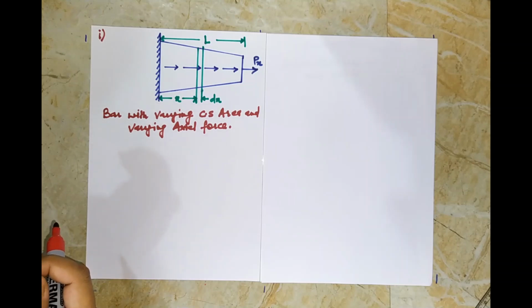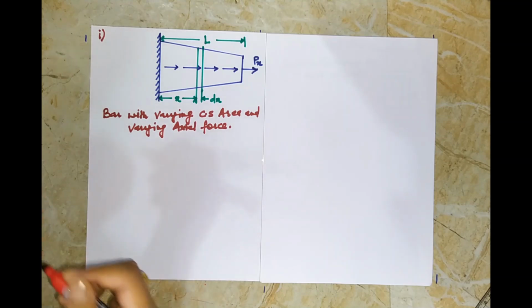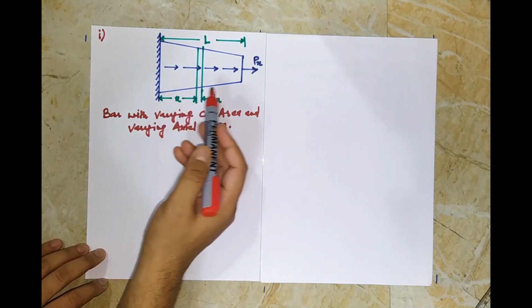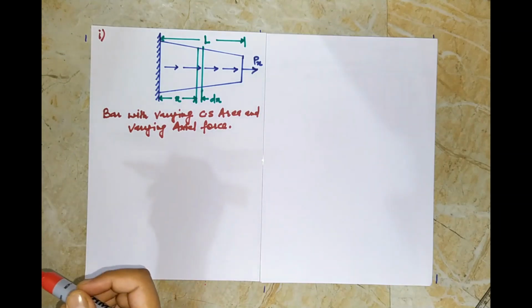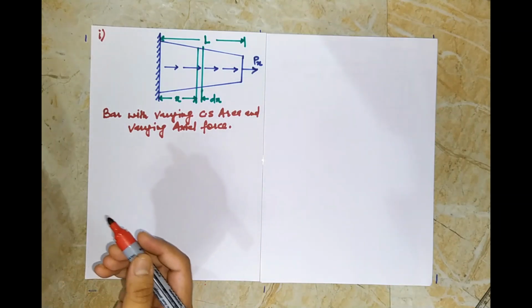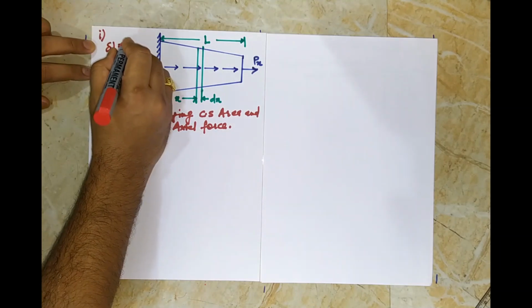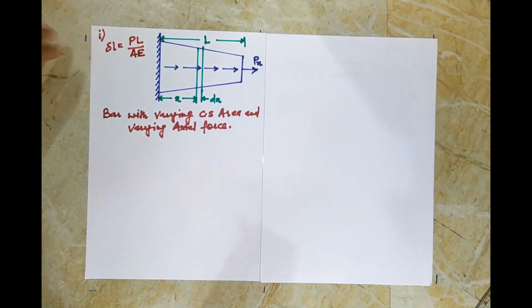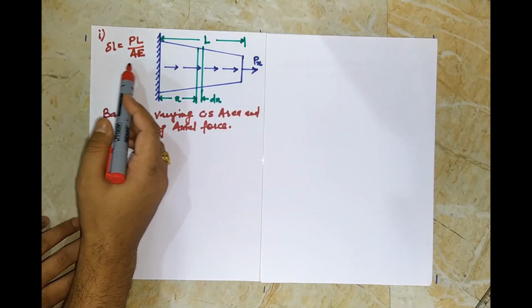The first one that we have taken is a uniformly varying cross-section area and varying axial force. So here we have this bar in which the cross-section area is varying and the loading condition is also varying. So what shall we do in this case? As we already know, using Hooke's law, we have found that the change in length del L is equal to PL upon AE. But since this is not a prismatic bar, we cannot apply this formula directly.